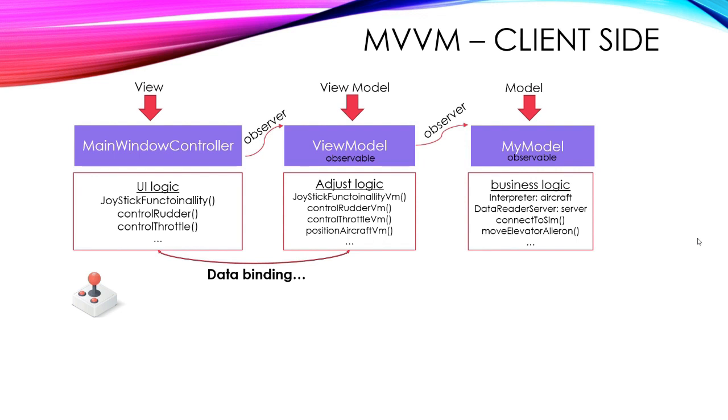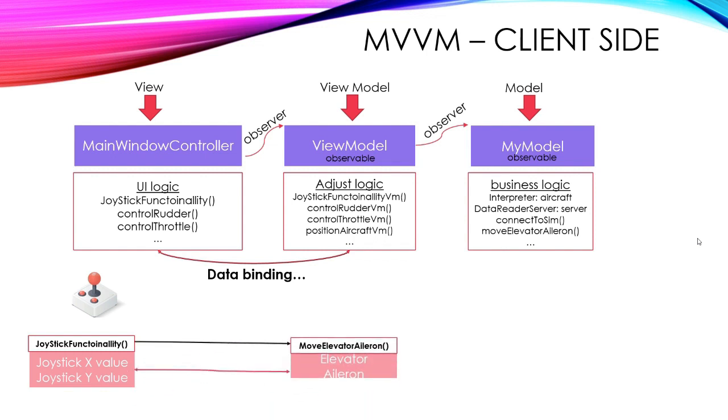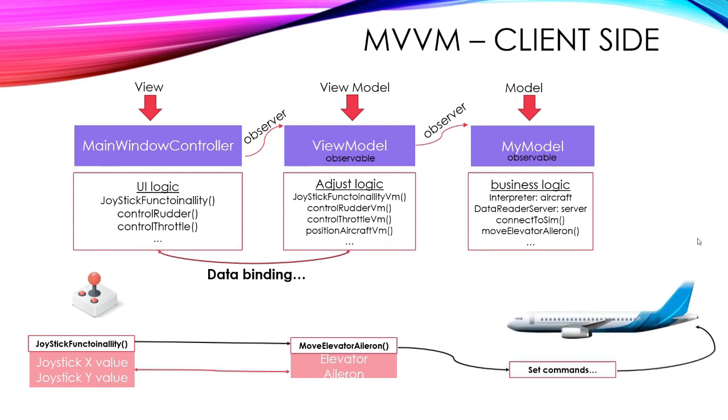Let me give you an example. This is our joystick. It gets its X and Y values from the user when he moves it. These values are bound to the view model's elevator and aileron values. When I move the joystick, shortly afterwards, it invokes the move elevator and aileron function implemented by the view model. The view model adjusts the values and invokes the similar function at the model, so it sends the new values to the simulator. That relationship helps us to control and move the aircraft controls by the user's joystick.